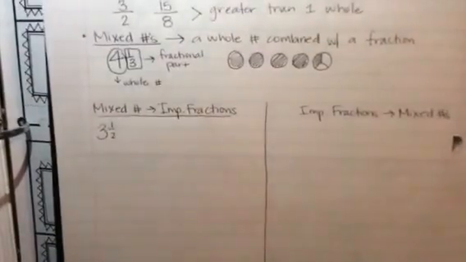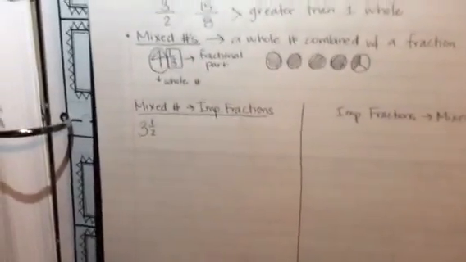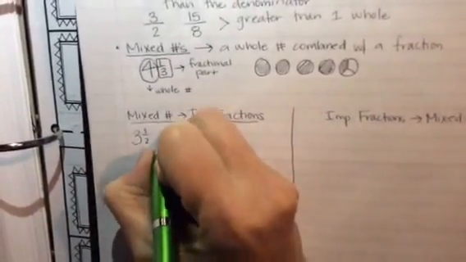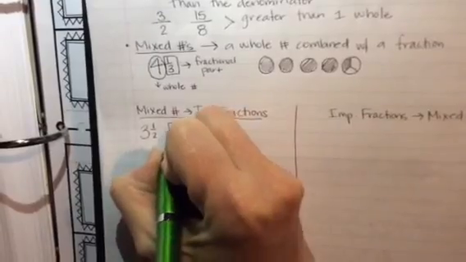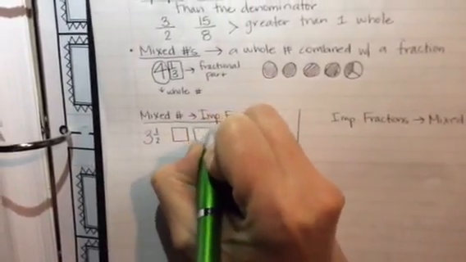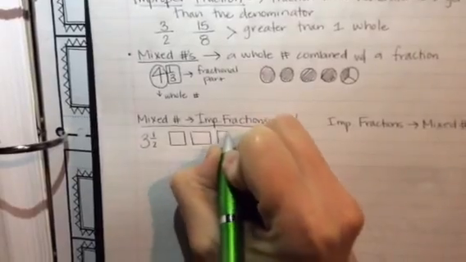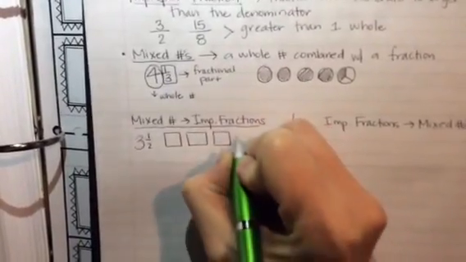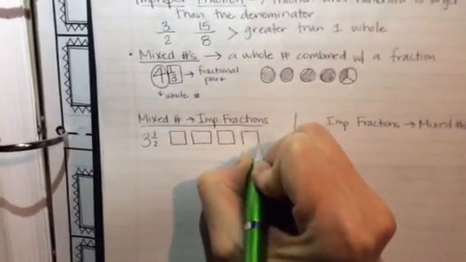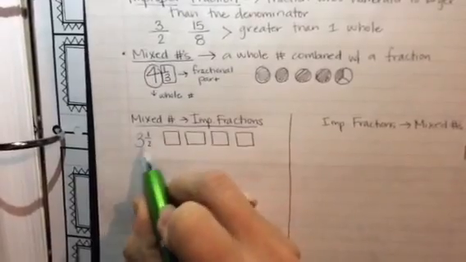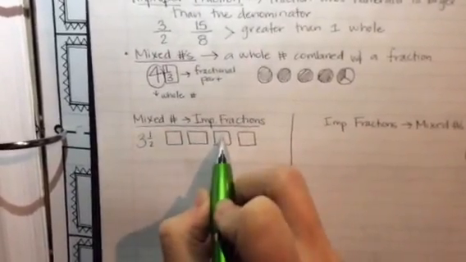So we're going to start by modeling 3 1/2. That means I need 3 holes, and this time I'm going to draw squares. Now that doesn't mean that we couldn't have drawn circles. Forgive me if my square doesn't really look like a square. Now I drew 4 because I know that it's more than 3 holes.